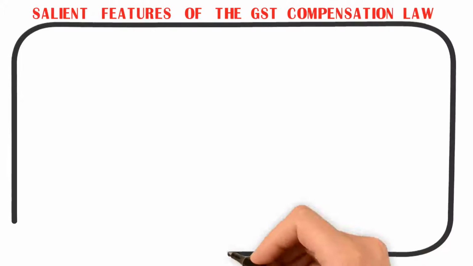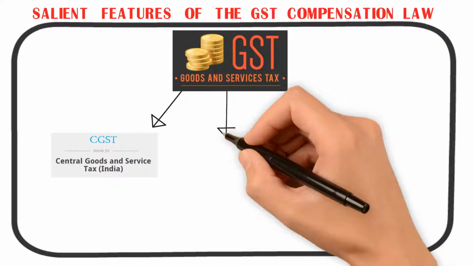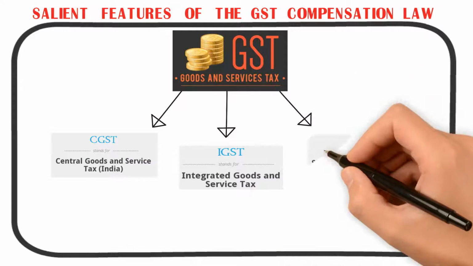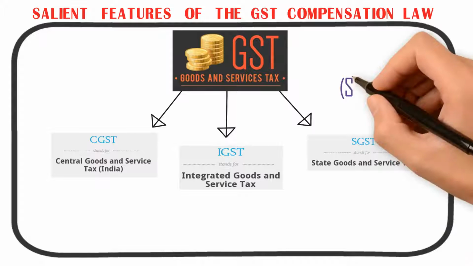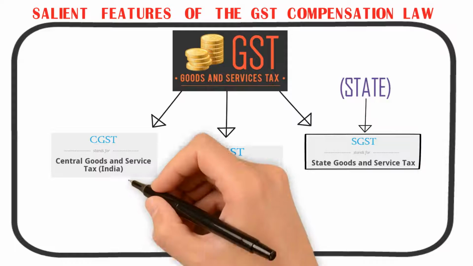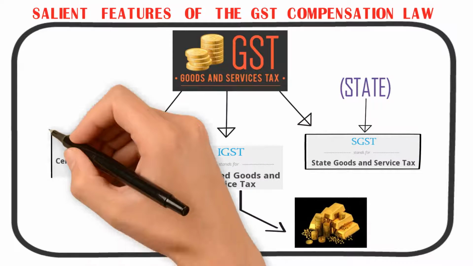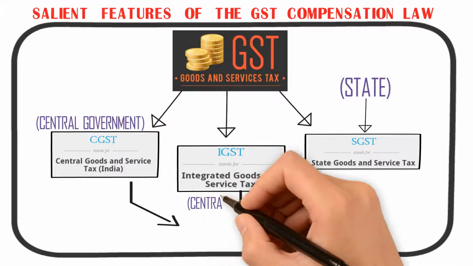As you all know, there will be three laws in GST, viz. CGST, IGST and SGST. Now, the states have the power to levy and collect only SGST out of the above three, which will directly go to their treasury. The rest will be levied and collected by the central government.